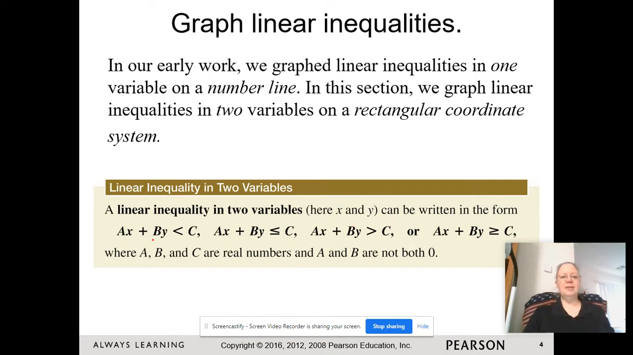All right, so this is what a linear inequality in two variables looks like. Notice we have an x and a y, and they're both to the first power. No x squareds, no y squareds. So x plus y, and it can be less than or equal to, greater than or equal to.